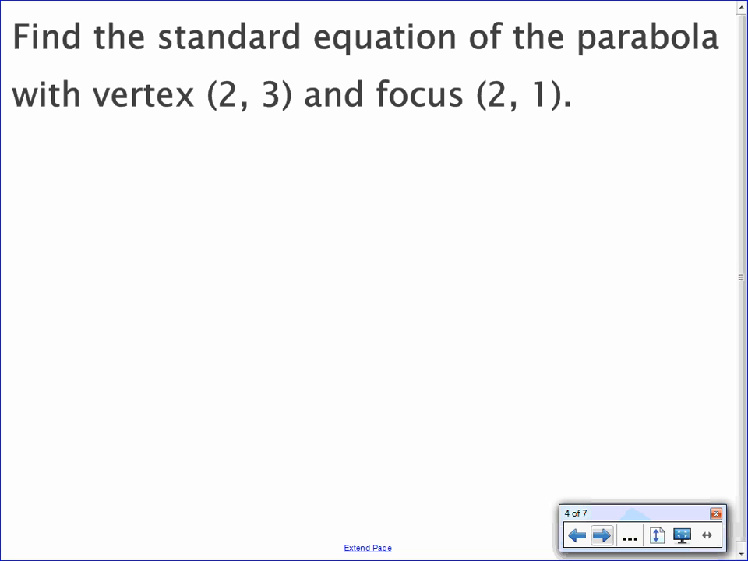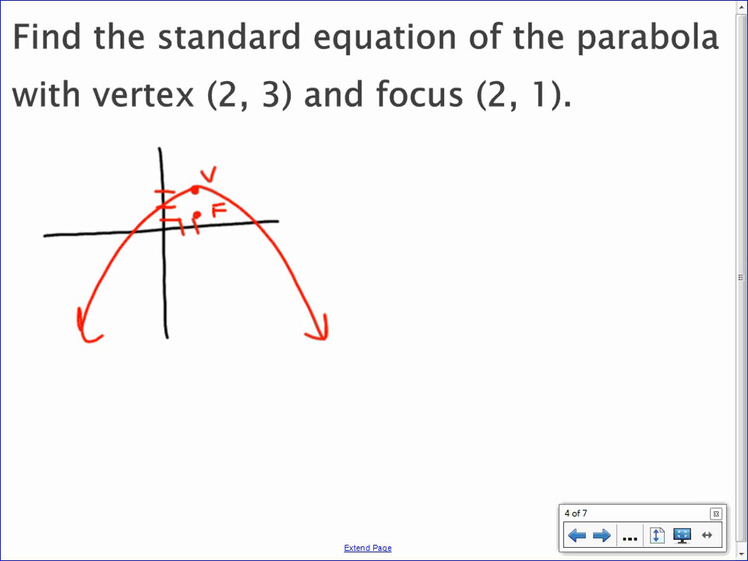We have a vertex at (2, 3) and a focus at (2, 1). I want to see a picture when you do these problems for me in your homework, on a quiz, on the test. Okay? So our vertex is at (2, 3). And our focus is at (2, 1). What way is this opening? Down.